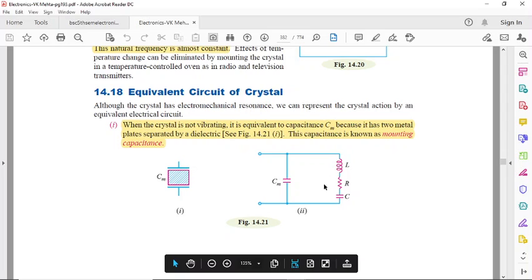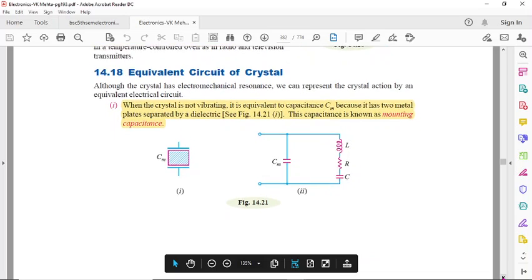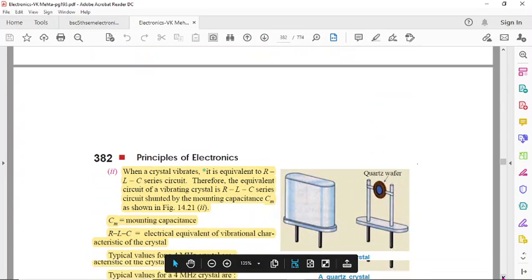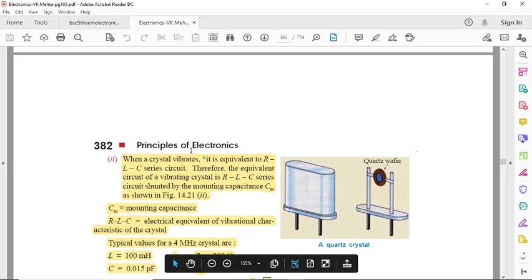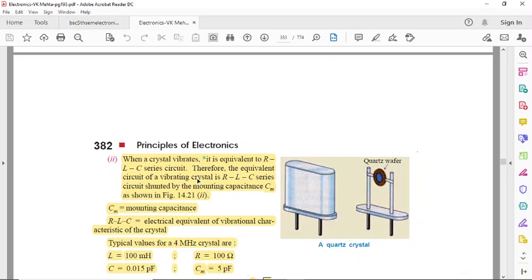Now look at the second circuit. Here there is a mounting capacitor, then you can see an LCR series circuit. So when the circuit is operating, that is, the crystal vibrates, it is equivalent to an RLC series circuit. Therefore, the equivalent circuit of a vibrating crystal is an RLC series circuit shunted by the mounting capacitance Cm.